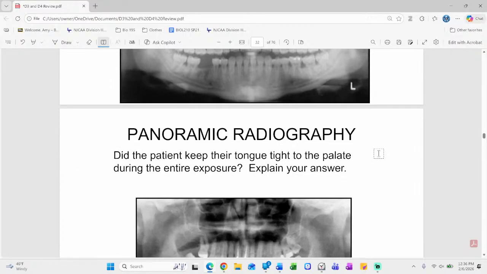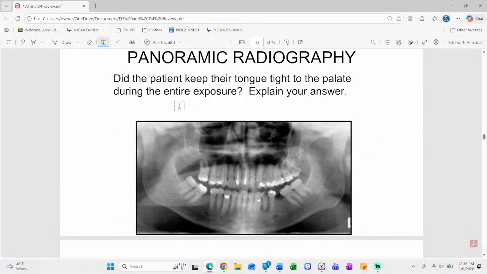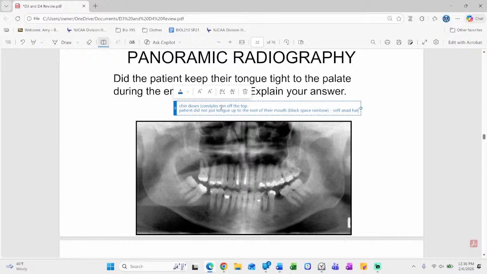Chin down. All right, so Frankfurt plane again, chin down, too smiley. Then my condyles fear to run off the top. Did they keep their tongue tight to the palate, like stuck with peanut butter? They did not, right? Evidenced by, here's that black airspace rainbow. So what's below the airspace? The tongue. What's above the airspace? Soft and hard palate. Okay, so we got that little airspace running in there.